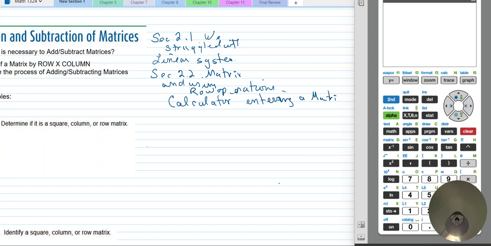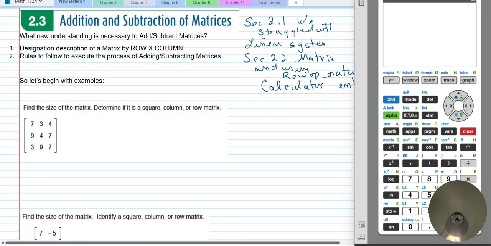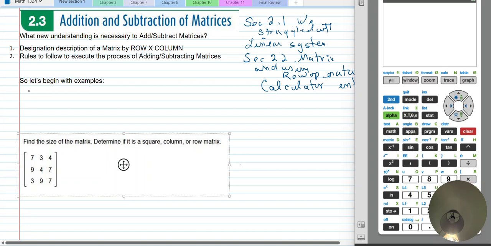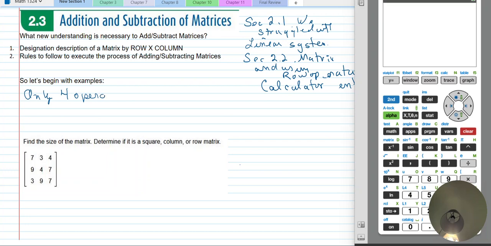All right. So now what are we going to do? Well, we're going to do more on matrix, but we're going to see what operations we can do. Now, remember in mathematics, we only have 4 operations. And they are, of course, you know them. We've done them since 2nd grade. Add, subtract, multiply, and divide.